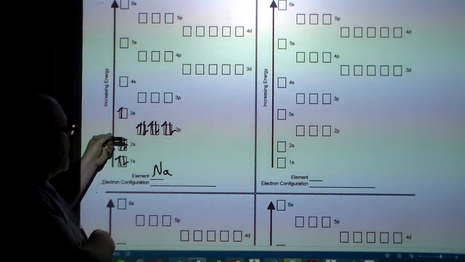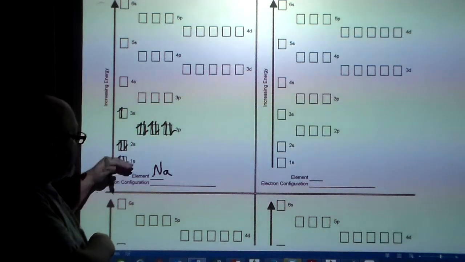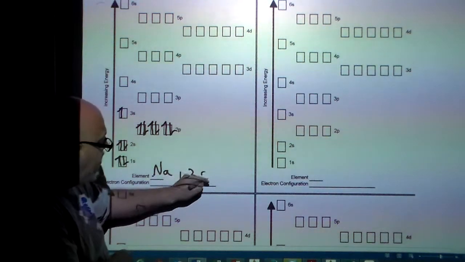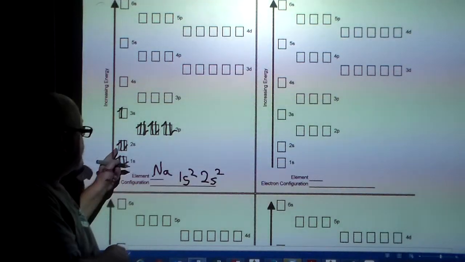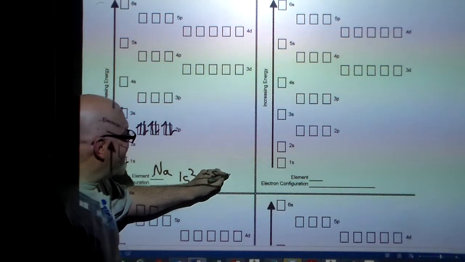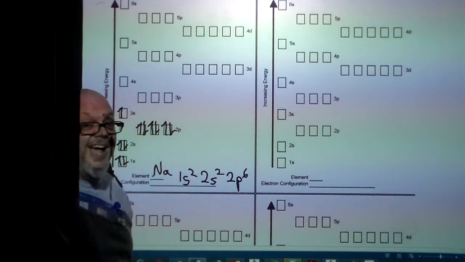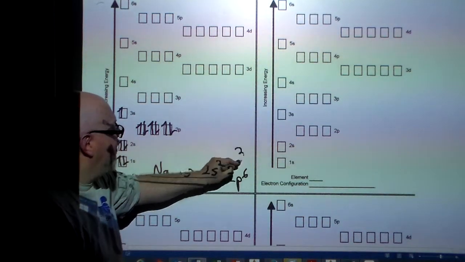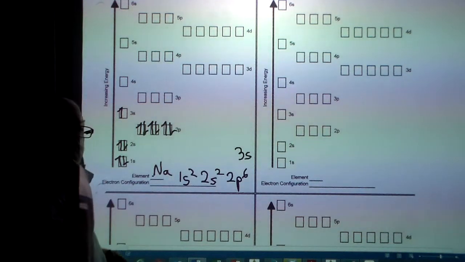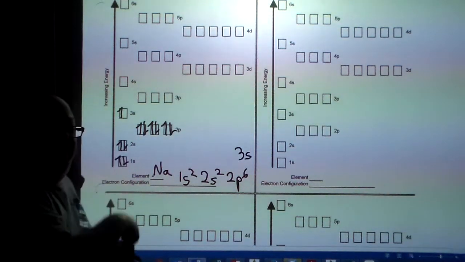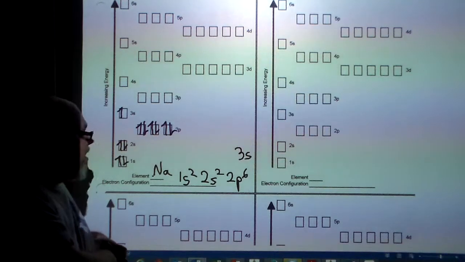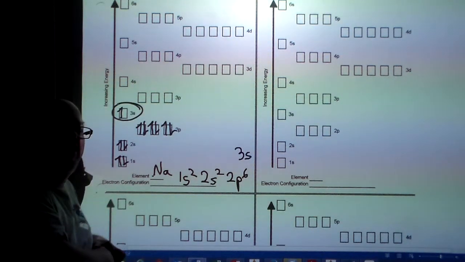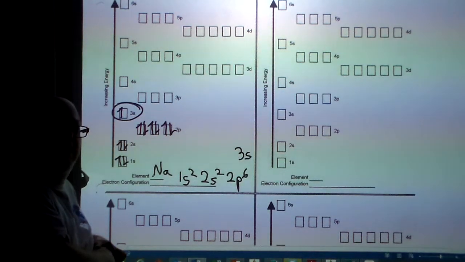Looks good. And notice how I'm going up the rows here. I went 1s2 to represent this, 2s2 to represent this, 2p6, and then 3s. Now, how many valence electrons does sodium have? 1, because the highest level it's got is 3.